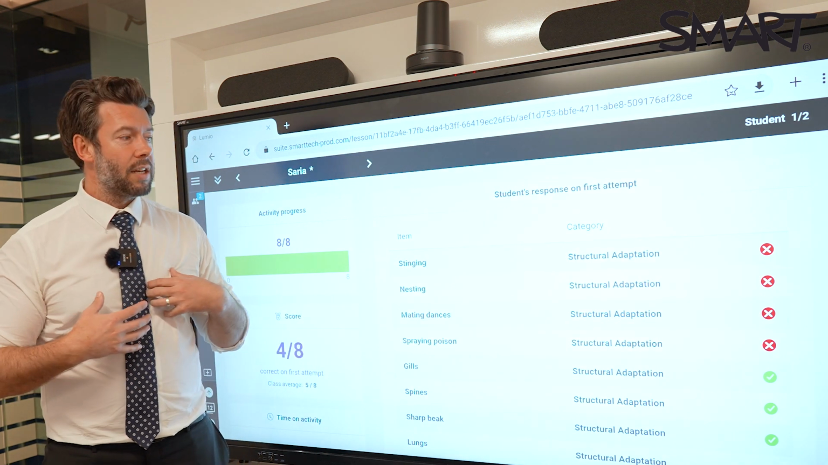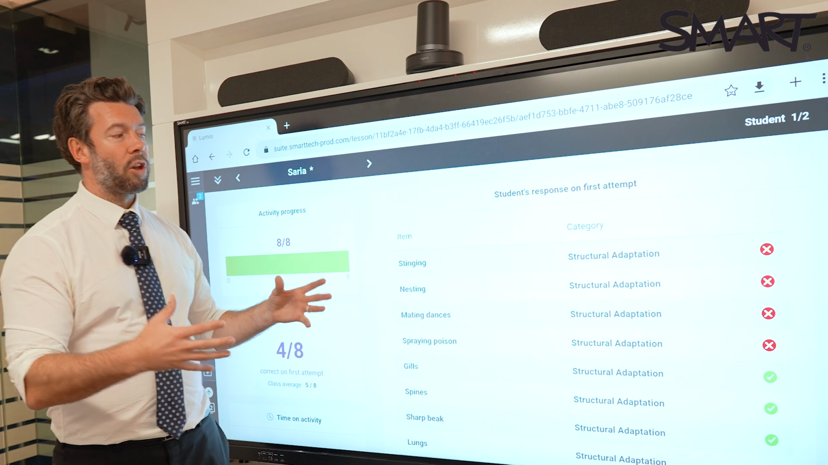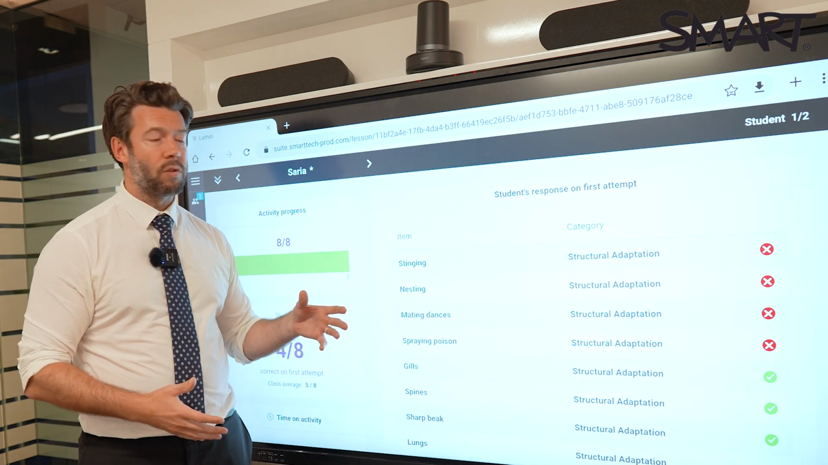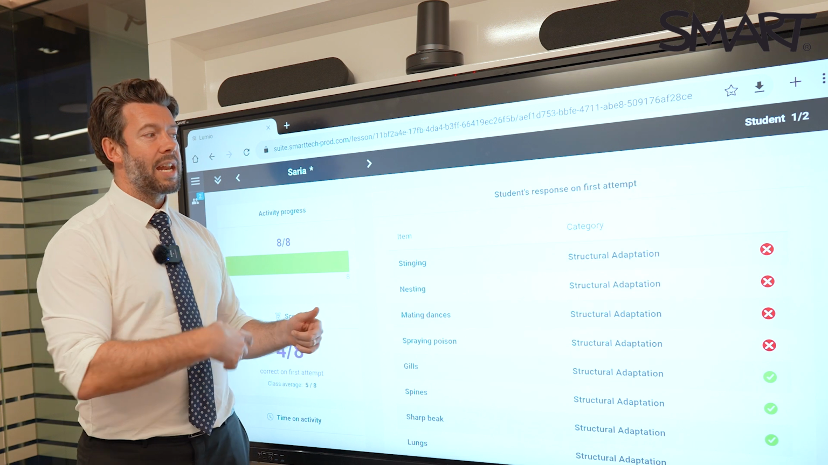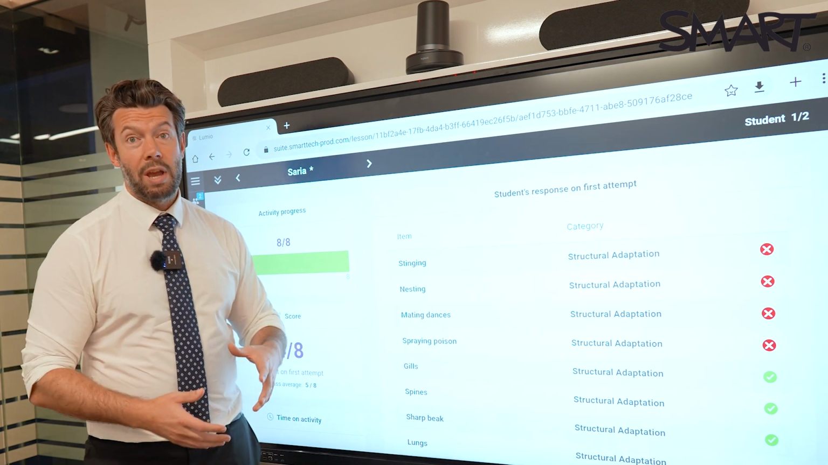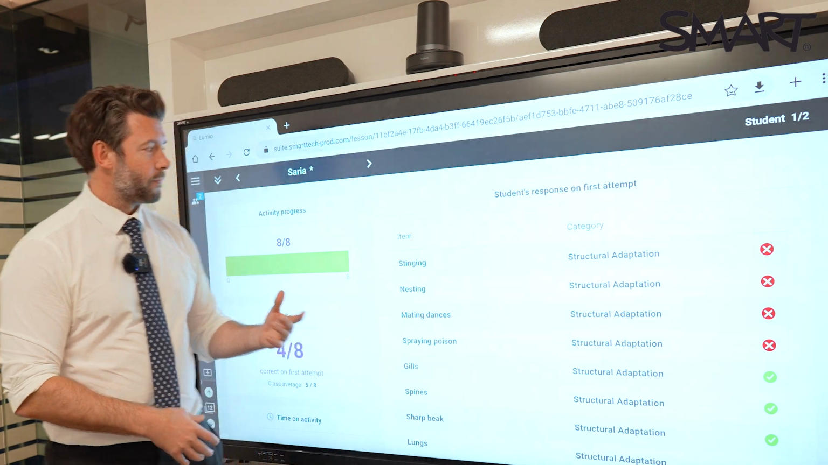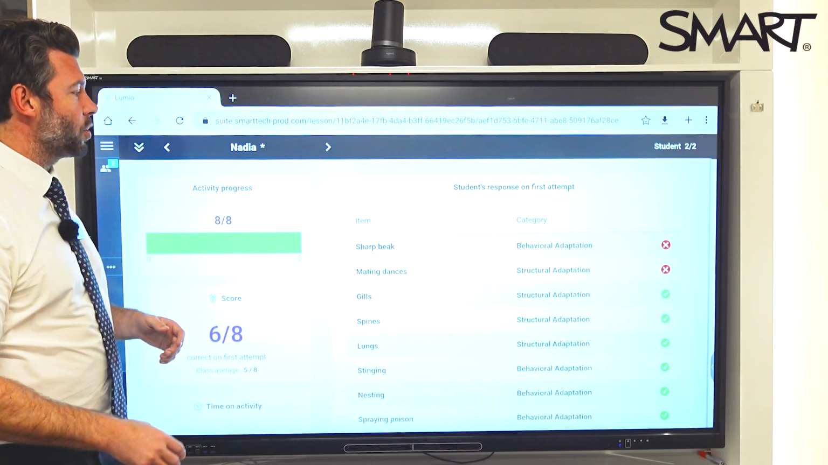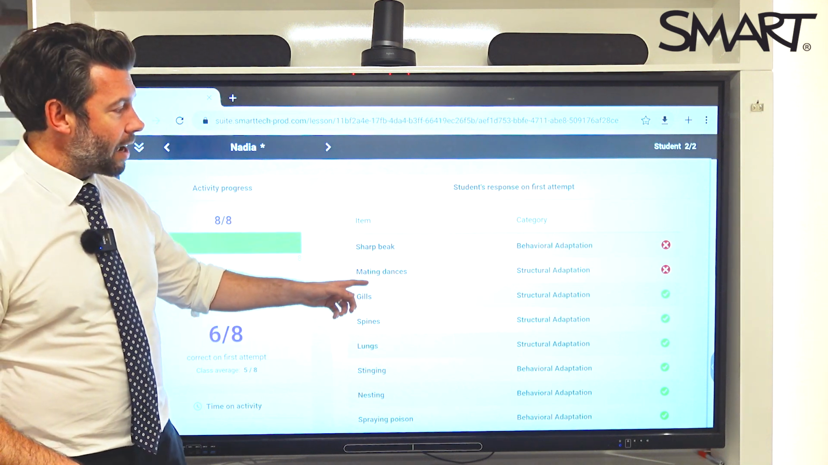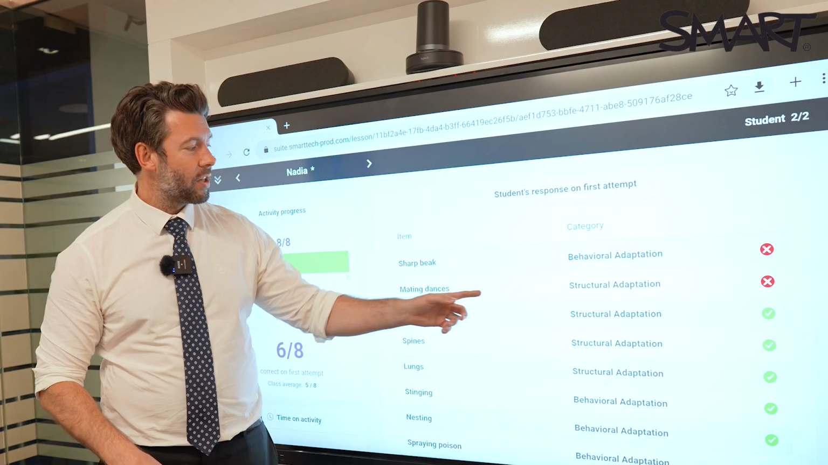So for me as an educator, I would be able to go into this and look for the same trends or patterns, students who got the same thing wrong, and group them together and then pose some follow-up questions and follow-up work to support them, just to make sure that they had that deeper understanding. Again, I can look at my next student, 6 out of 8 first time round, eventually 8 out of 8. Again, I'm shown the areas that they're struggling with.